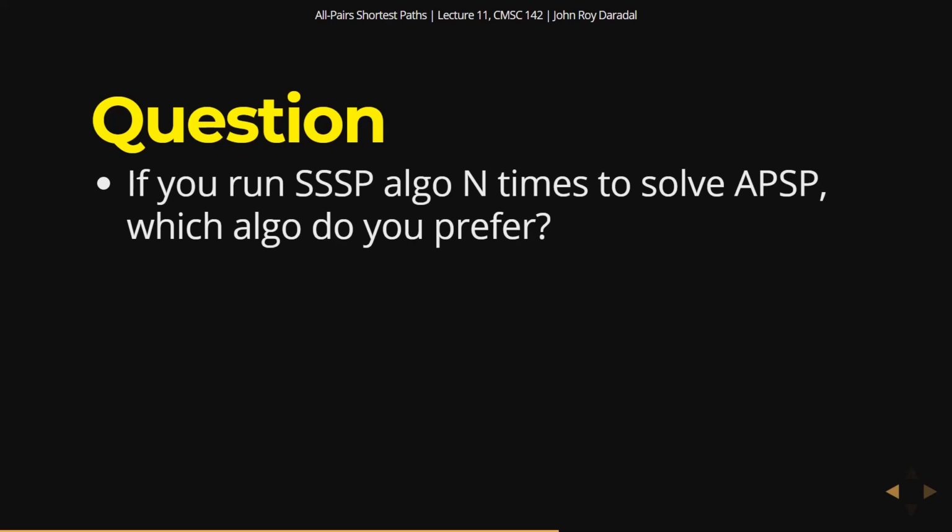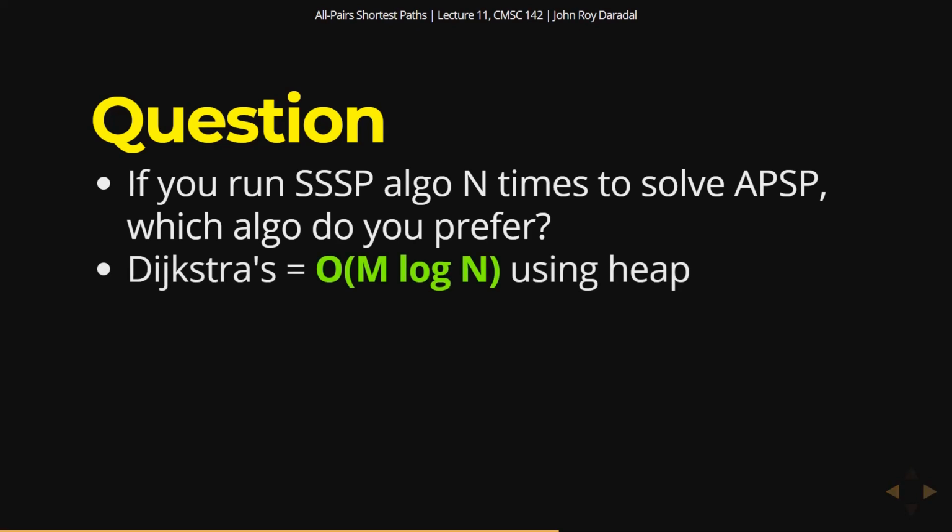Now, going back to running SSSP algorithm n times to solve our APSP problem, which algorithm will we prefer in using, Dijkstra's or Bellman-Ford, running the SSSP algorithm n times? Dijkstra's algorithm has a running time of m log n using a heap data structure, and Bellman-Ford is in mn. So if it's just pure running time, Dijkstra's runs faster, right?